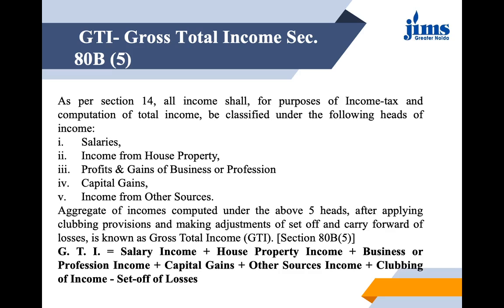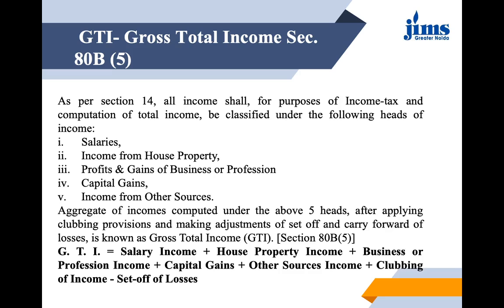So as per section 14, when the heads of income are defined, there comes the point of how to calculate the gross total income. Section 80B subsection 5 defines your gross total income: the aggregate of income computed under the above 5 heads. It's not mandatory that a person has income under all 5 heads. Let's take an example of how the aggregate of income under these 5 heads is considered.